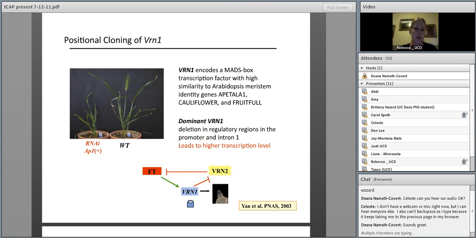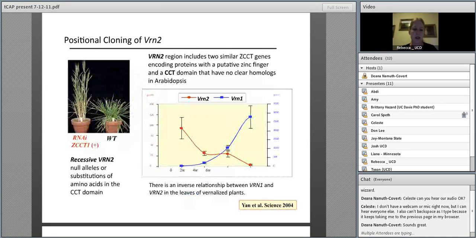When you see RNAi of this AP1 gene in wheat, you do see a stunting and a delayed flowering type phenotype here, whereas wild type has completed the flowering process here. In the dominant VRN1 gene, we usually see deletions or insertions, large retroelements, in the promoter or the intron 1, which then leads to an upregulation of VRN1 as it's no longer repressed by some of these other players in the game.